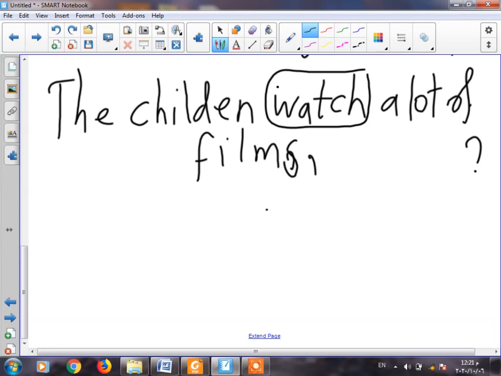What about the first part of the question tag? It should be negative, according to the verb. What about the subject? Shall I write the children? No, I can't write it because children are a plural noun, so I have to replace it with a suitable pronoun which is they.